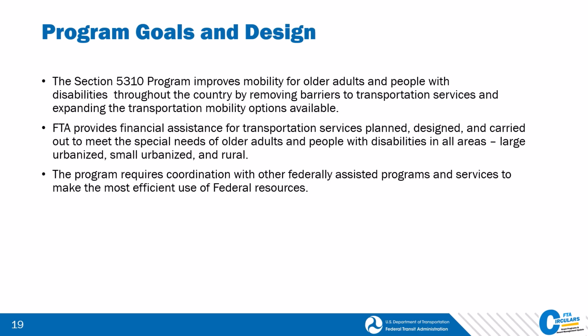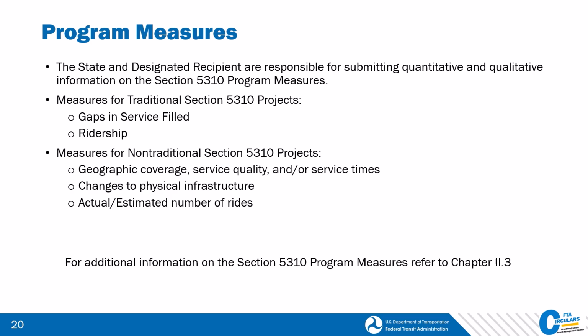The goal of the Section 5310 program is to improve mobility for older adults and people with disabilities by removing barriers to transportation services and expanding the transportation mobility options available. Financial assistance is given for transportation services planned, designed, and carried out to meet the specific needs of older adults and people with disabilities in all areas, including large, small, and rural areas. The program requires coordination with other federally assisted programs and services to make the most efficient use of federal resources. States and designated recipients are responsible for submitting quantitative and qualitative information on the Section 5310 program measures. These measures are then used to give an independent evaluation of the overall program.